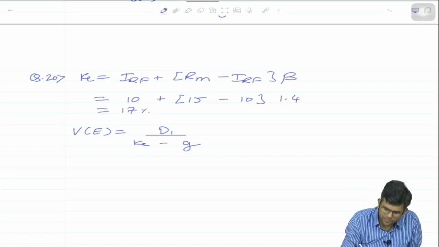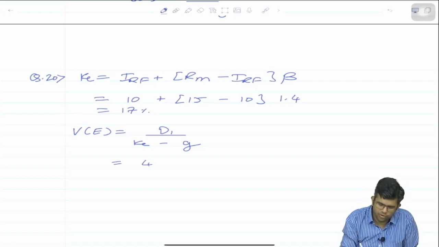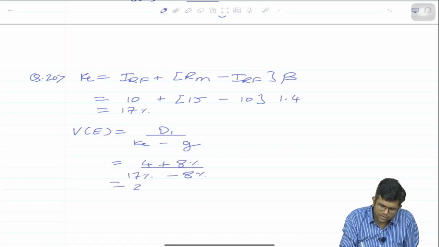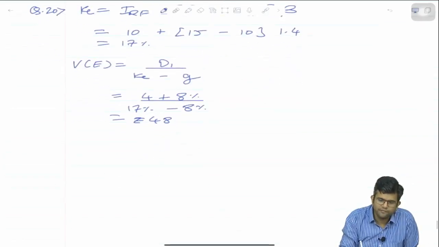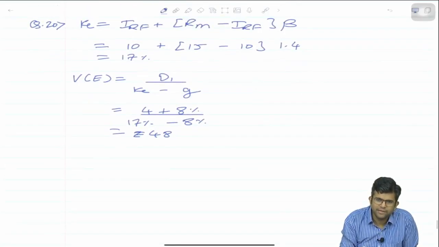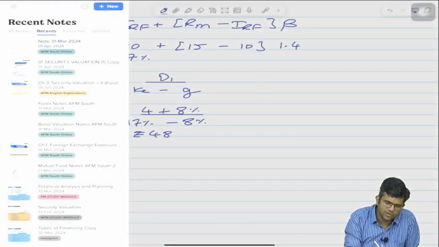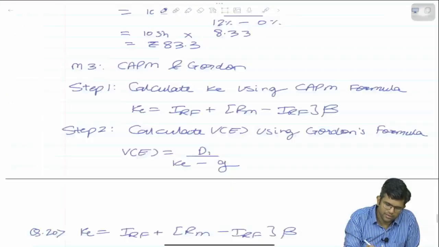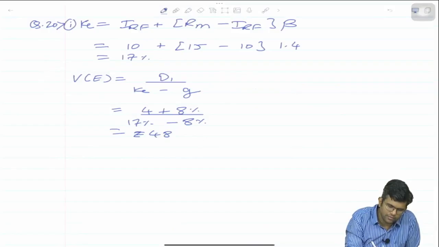All done. D1 is how much? 4 plus 8%, right? KE can I say will be 17 minus 8. So the maximum you are willing to pay for this share is 48. Everyone ready? This is the answer to point number 1.